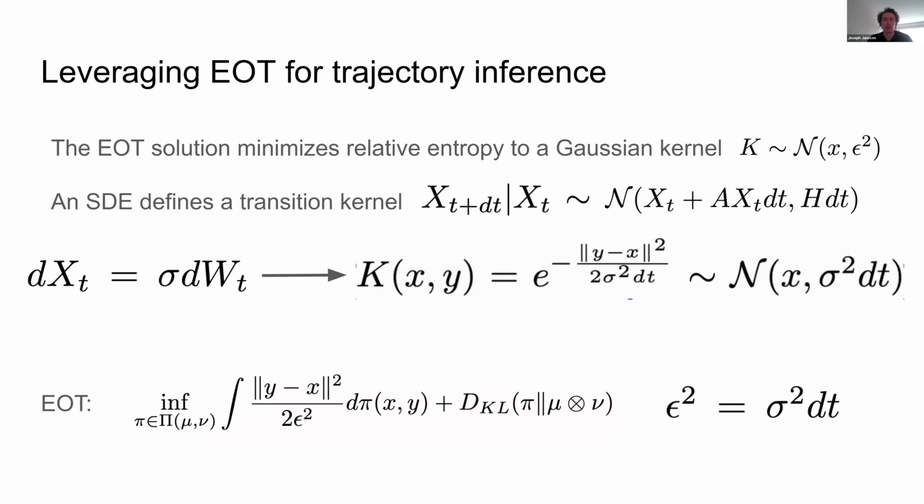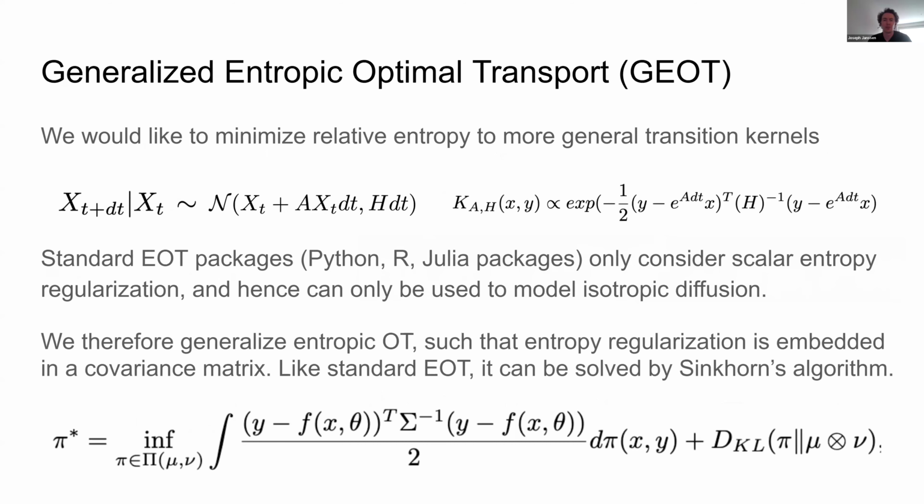This is what I explained already. They have epsilon squared equal to sigma squared dt, where the sigma squared comes from assuming that the diffusion term is given by an isotropic matrix, sigma squared times the identity. But we want to generalize this. We don't want to assume that H is isotropic, or that we know anything about A.